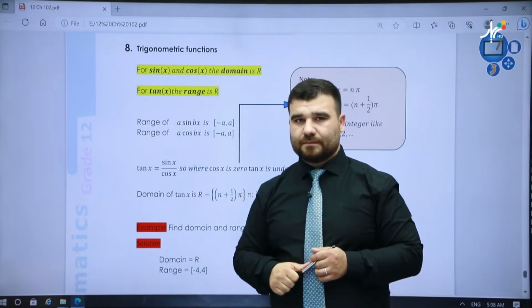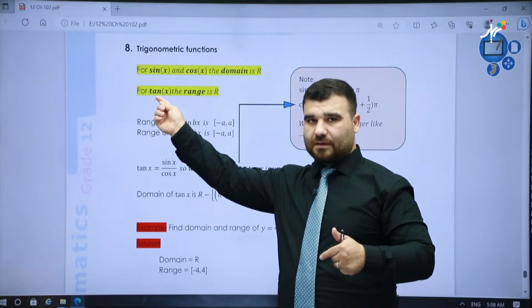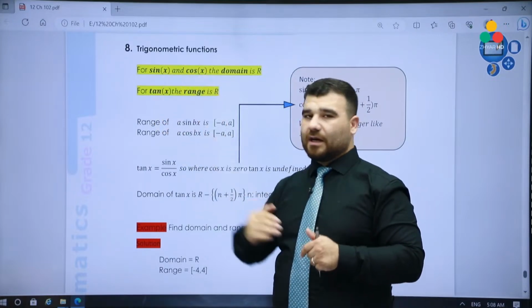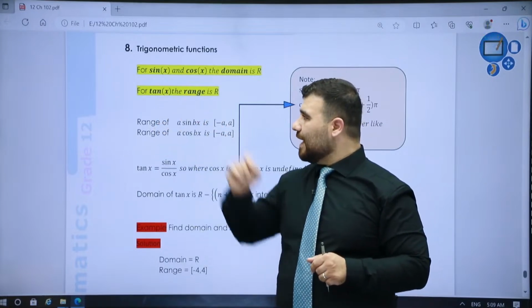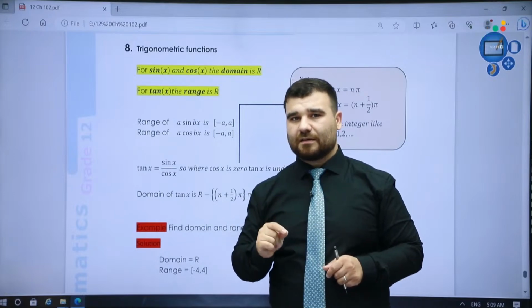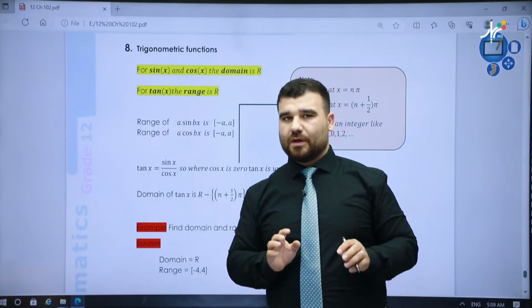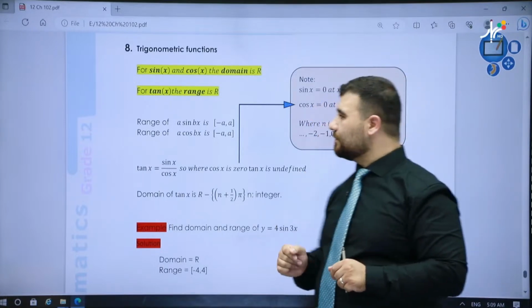Tan, in other words, tan is a fraction. It's sine over cosine. Each of sine and cosine is not a fraction. Then their domain is all real numbers. Tan is a fraction. Tan is sine over cosine. So the domain of tan is not all real numbers, while the range of tan is all real numbers.